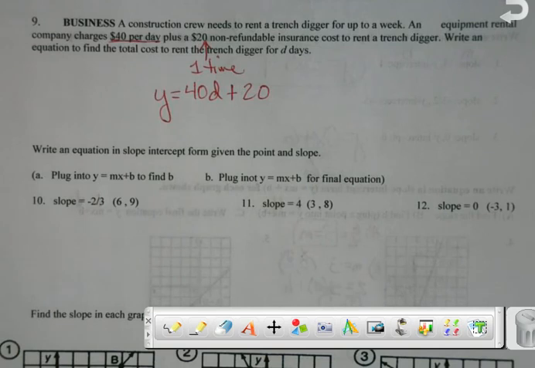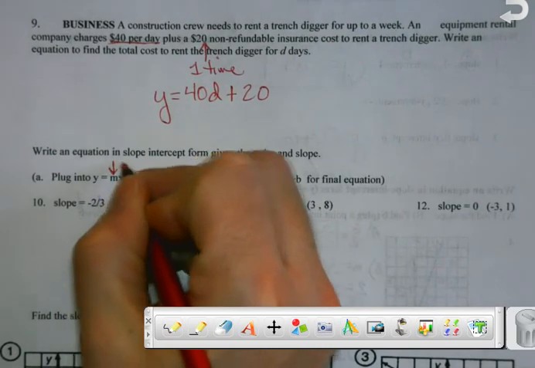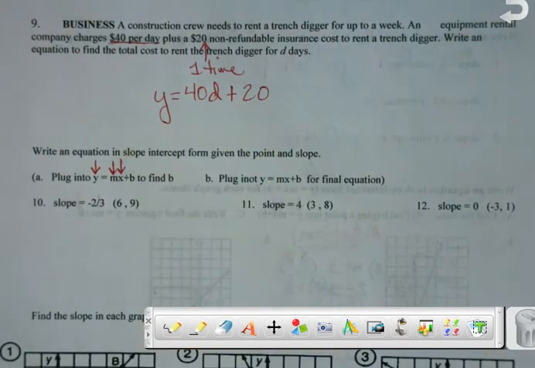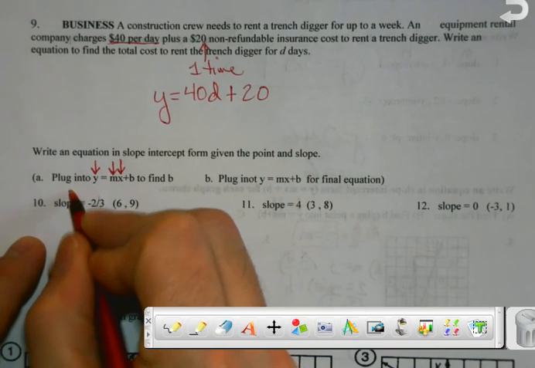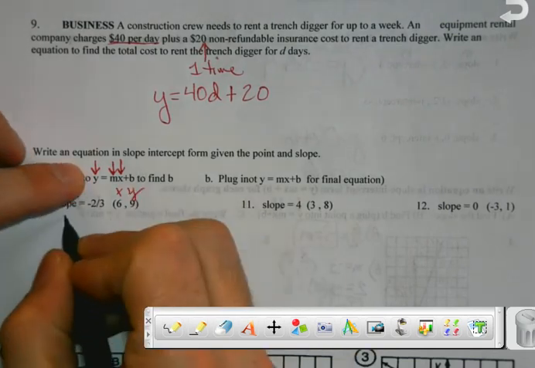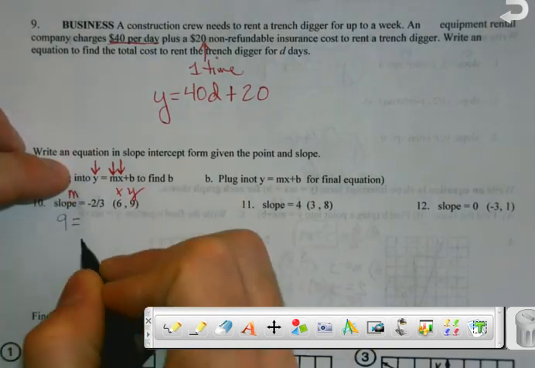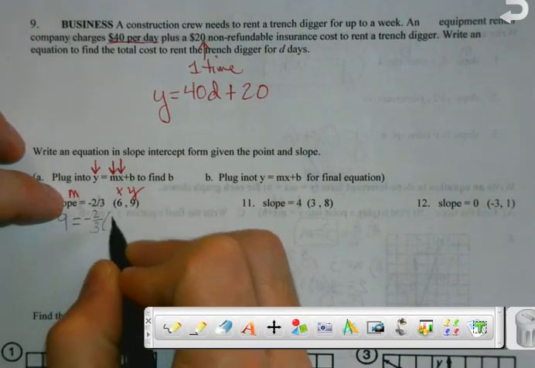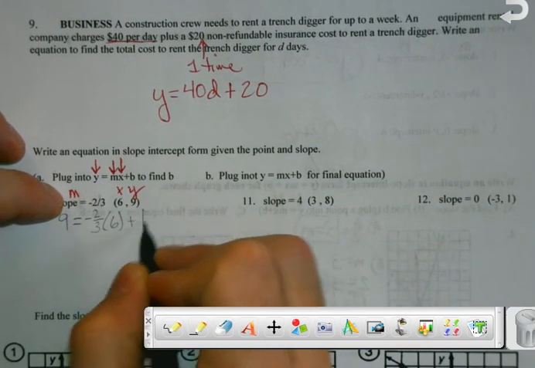Write an equation in slope-intercept form. Just like we were doing on the front, we're going to plug into y, m, and x because I know the slope, I know x and y. So let's see what this is going to look like. So I have y equals mx plus b.